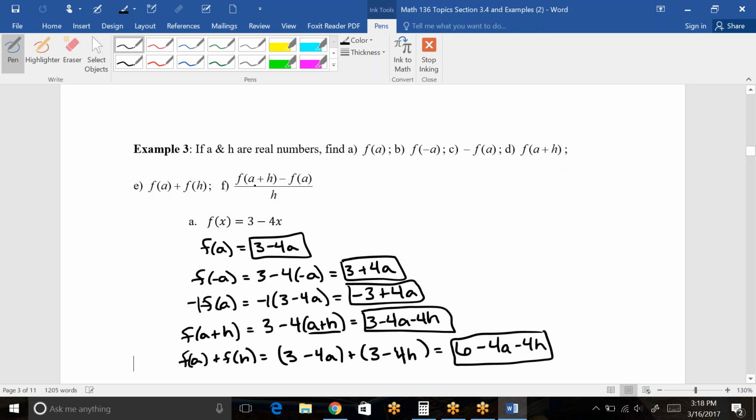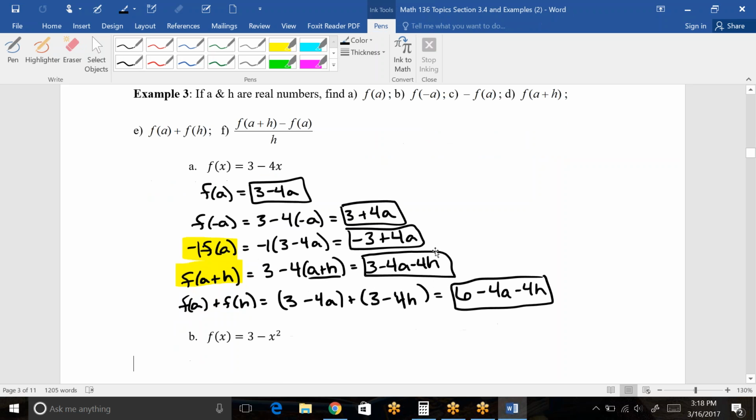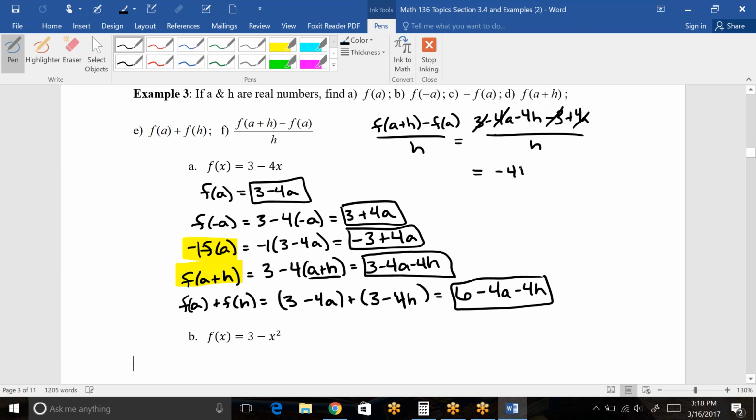Now this final evaluation here is a combination of two of the ones we already did, f of a plus h and negative f of a. This is called the difference quotient. Essentially, these two pieces go on top and they're divided by h. So f of a plus h minus f of a over h is f of a plus h, which was 3 minus 4a minus 4h, and negative f of a was negative 3 plus 4a, all over h. The 3's cancel out, as do the 4a's. So we're left with negative 4h over h, which reduces down to just negative 4.